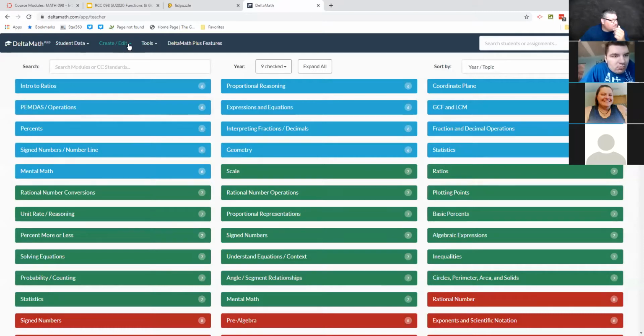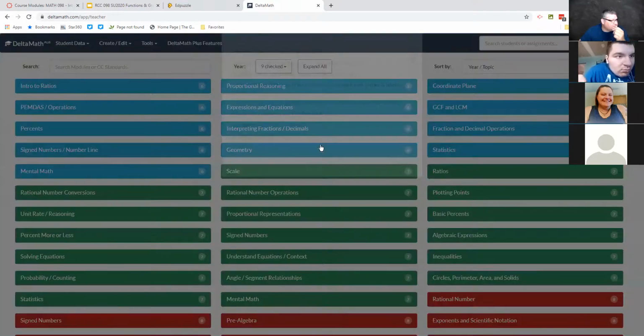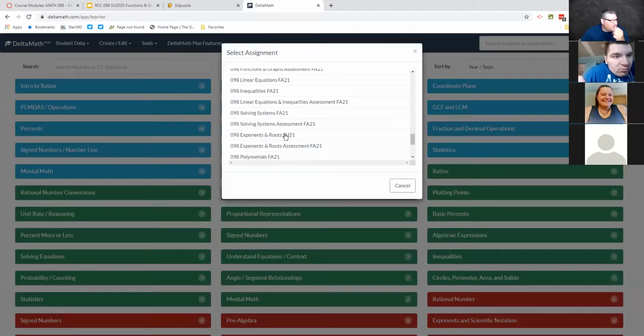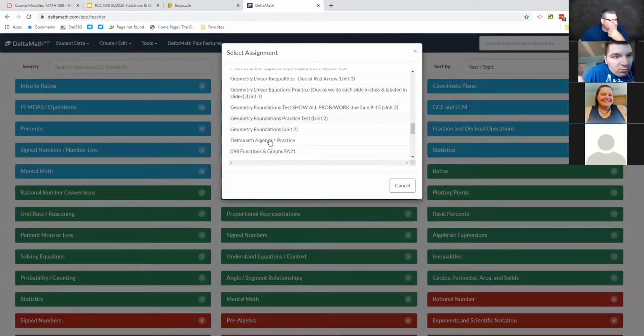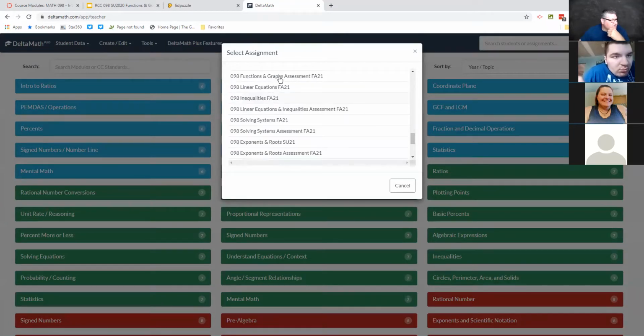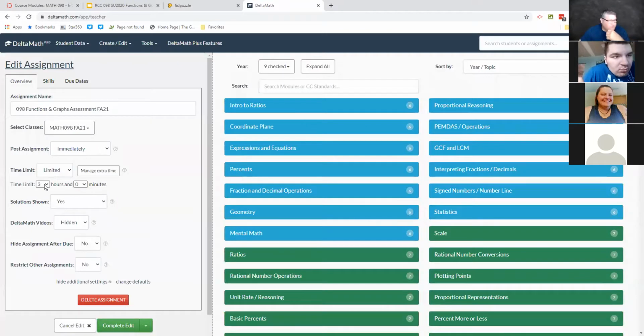So if I take a look at, let's say here, 098 functions and graphs assessment. In this case, you have 3 hours. Now that's plenty of time to take a test. But if you click on that test and look at it and go off and do something else, that clock keeps ticking. And so you will run out of time.